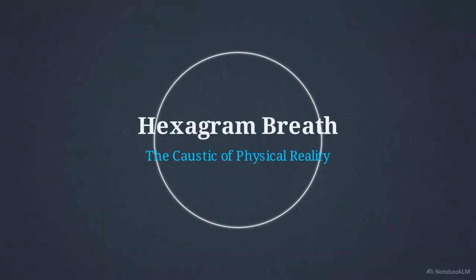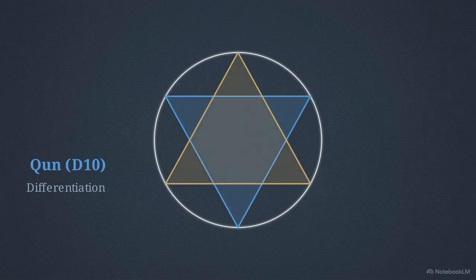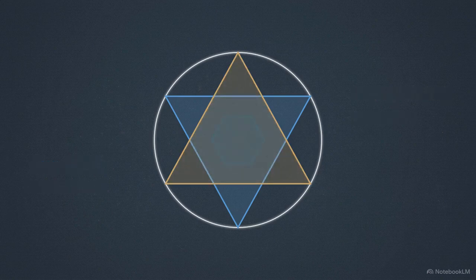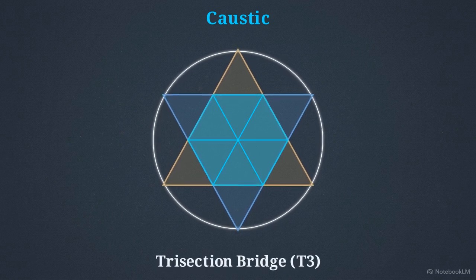When these two fields intersect, they form the hexagram breadth. The downward Quen triangle represents the force of differentiation, imploding pure command into the mass and weight of the physical D10 field. The upward Phi-Quen triangle represents integration, pulling that manifested reality back into the memory of the imaginal field. Their intersection forms the caustic, the focused pattern where the trisection of the manifold is executed.